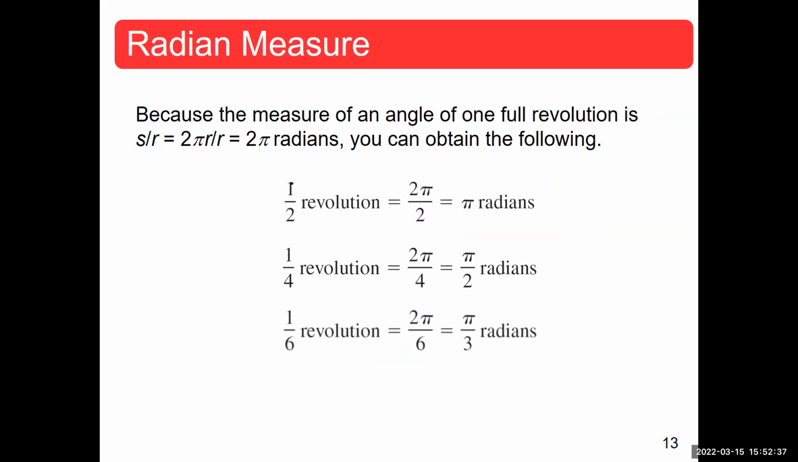One revolution equals 2 pi. That means if I go all the way around, starting and ending at the same start, it's called 1 revolution. Half a revolution, you divide by 2, is 1 pi. A quarter of a revolution, 2 pi over 4 becomes pi over 2. 1/6 of a revolution, 2 pi over 6, is pi over 3.